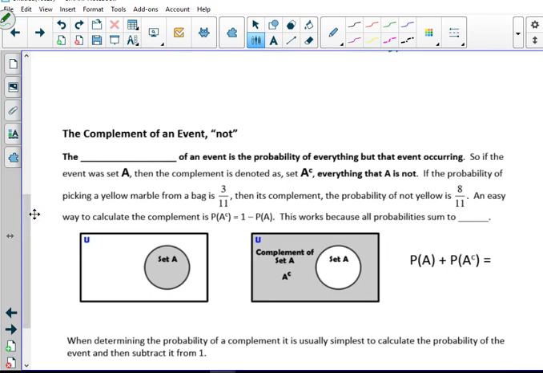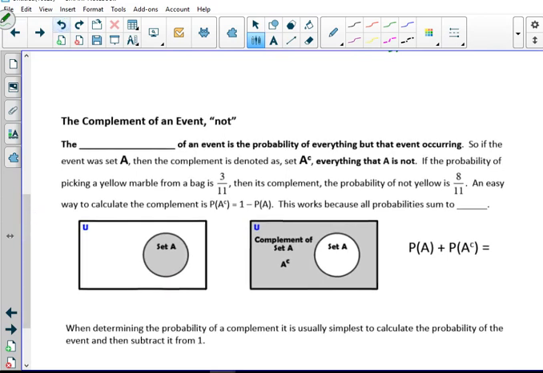Okay. The complement of an event, which is the not. So it's kind of like when you take a test. If you got 17 out of 20 correct, you got 3 wrong. That's the complement, the not. So the complement of an event is the probability of everything but that event occurring. So if the event was set A, the complement is noted as set A with a little c. Everything that A is not.